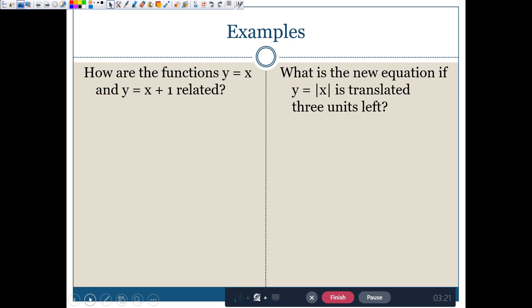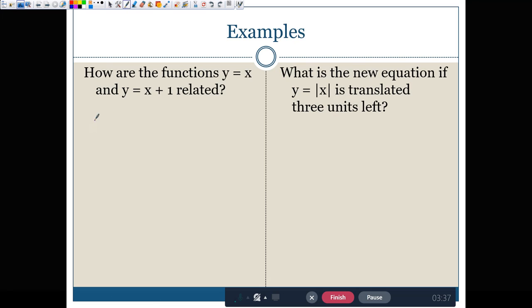So how are the functions y equals x and y equals x plus 1 related? This is on the outside, not in a grouping symbol, so it's going to be either up or down, and it's a positive, so it's going to be up. So it moved up 1.